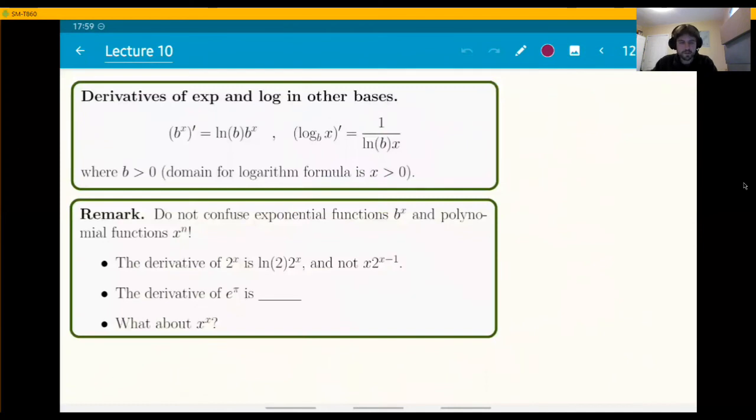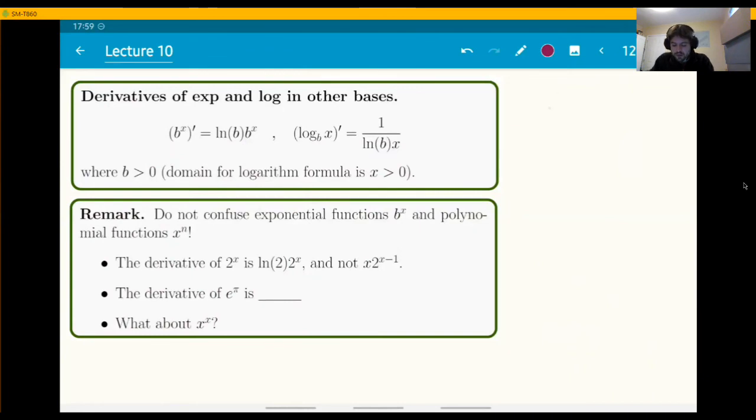Last slide. These are, again, just formulas for us to remember right now. Derivatives of exponential and logarithm functions in other bases. If you have a function that's a number to the x, b to the x, the derivative of that is ln of b times b to the x. And if you have a logarithm with base b and you want to differentiate that, the answer is 1 over ln of b times x.